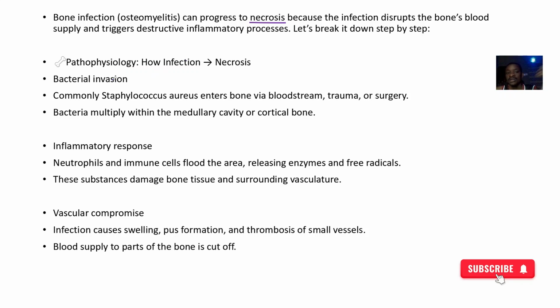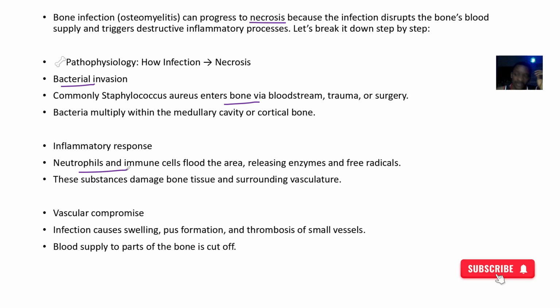First of all, there has to be an infection. So the bacteria invades. Okay, so it moves from the site of what? Infection into the bloodstream. They're always talking about bone here because we got to this topic from orthopedics, right? Then there's inflammatory response.